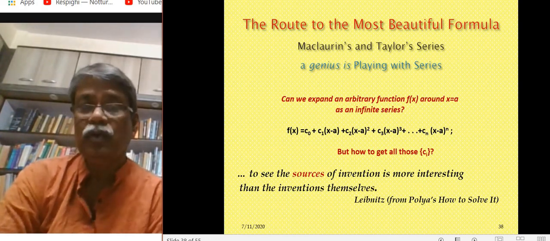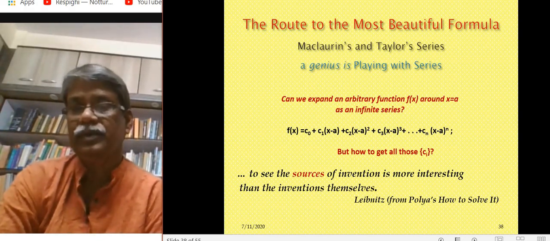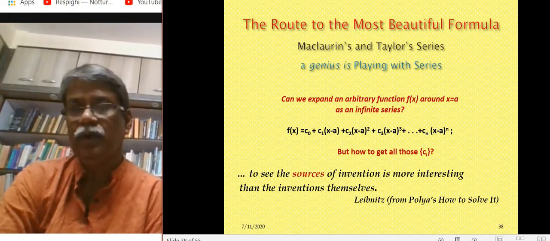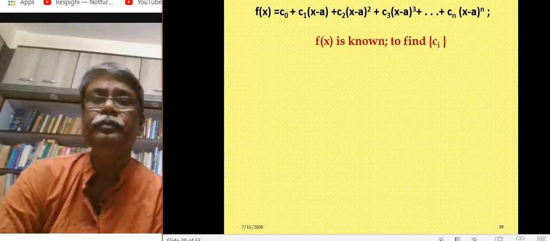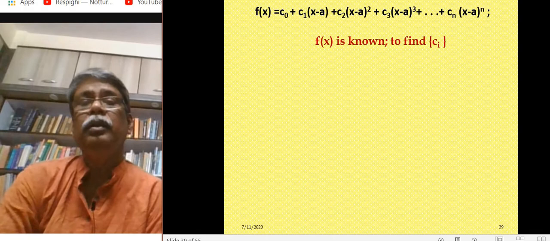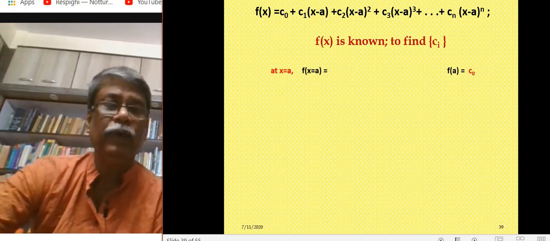So the main question is how to get all those expansion coefficients, the ci's. If you get all those ci's, then you get the right hand side expansion for any arbitrary function. So that is our job. Let me start again from the expansion. The left hand side for a given problem is known to me, so I have to find only the ci. So how can I find the ci one by one?